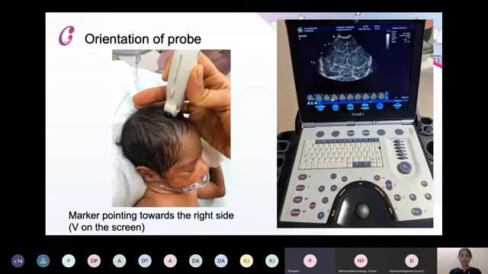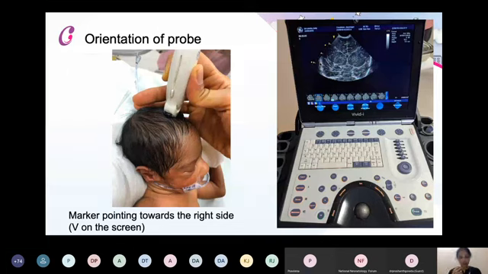Now, as regards orientation of the probe, there are certain views for which you need to orient the probe in a certain way. For the cranial ultrasound, as a standard practice for the coronal view, the pointer that is there on the probe needs to point towards the right side. And correspondingly on your screen, you can see that there is a V. The V shows up on the right side. So you know that that is the right side of the brain. So the side where the V is, is the right side, and the side where the V is not there is the left side of the brain.